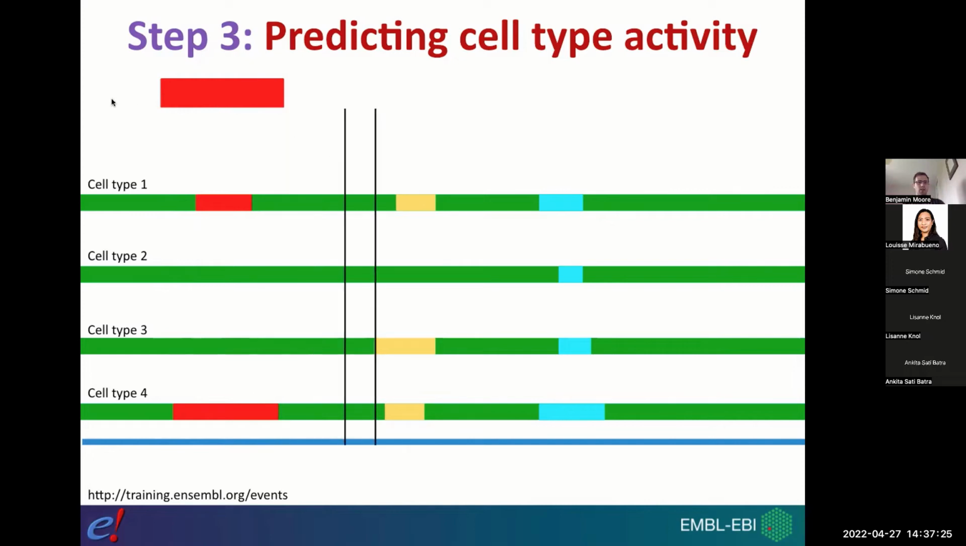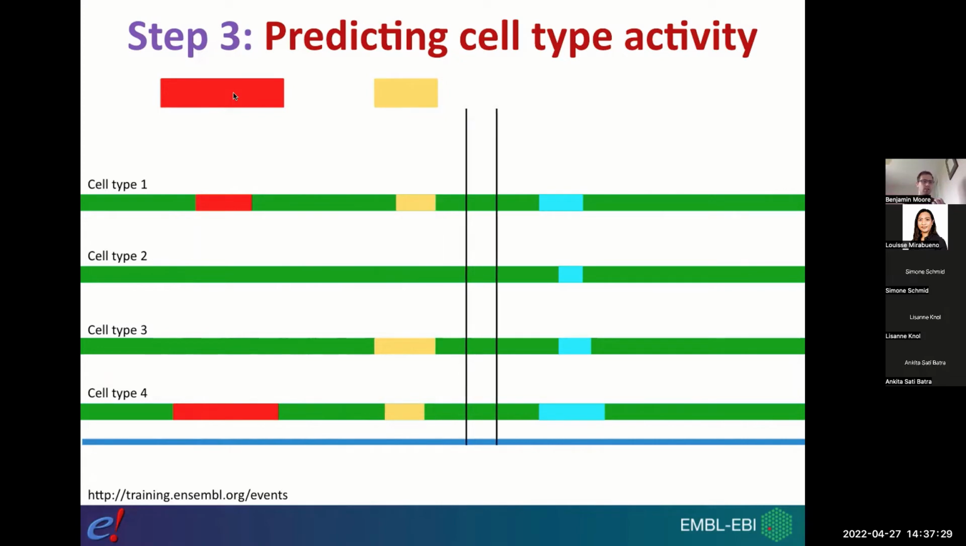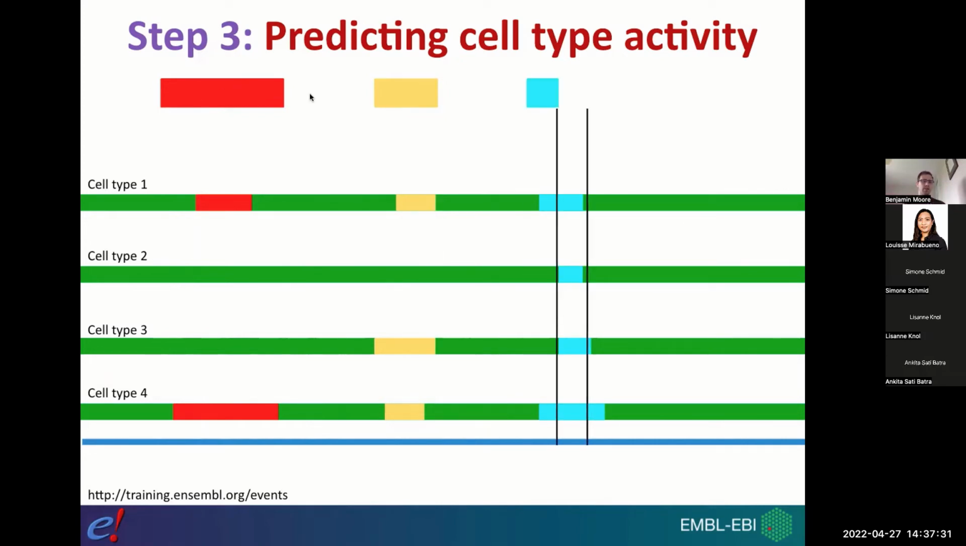So what we're building at the top here is what we call our multi-cell regulatory build. So this is the regulatory feature annotation for all of the cell types combined. And this is what you actually see in the browser.